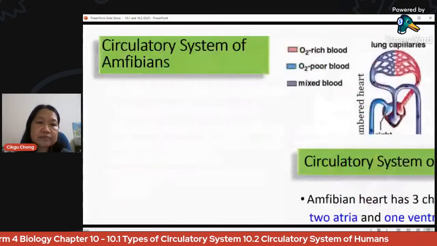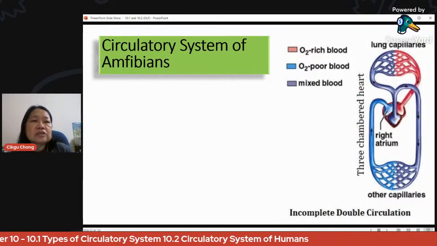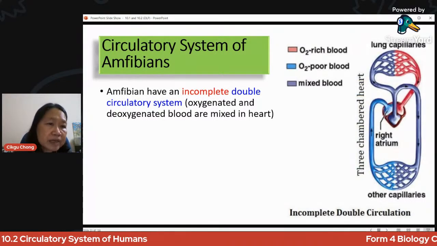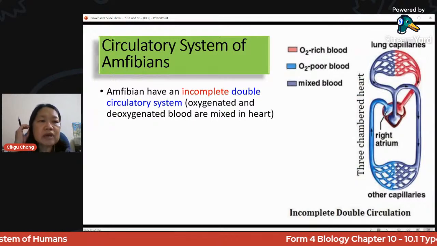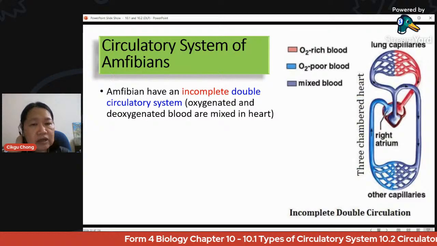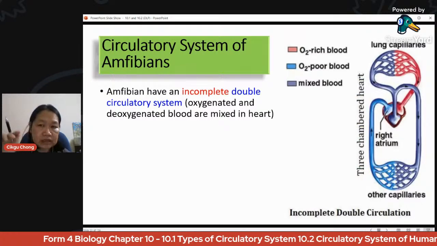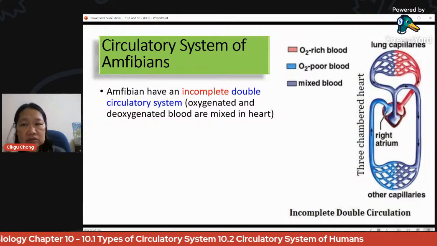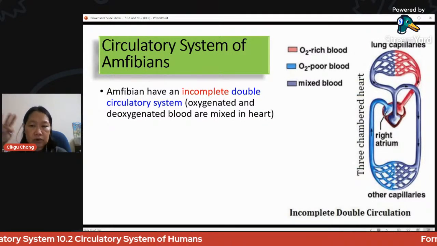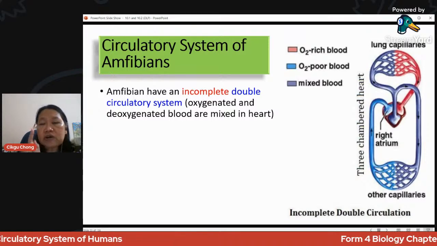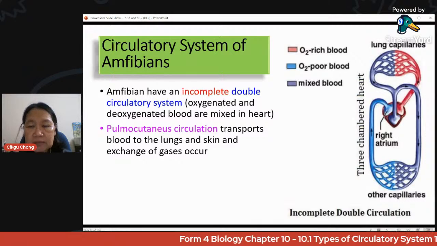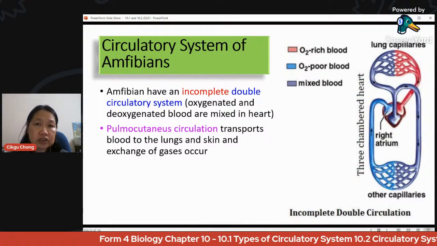Okay, now let's see. So circulatory system of amphibians. Okay, sorry, wrong spelling. It's AMPHI. I did not change from the BM. So amphibians have an incomplete double circulatory system. Just now we said it's double because there are two loops here. You'll find that there is a pulmocutaneous circulation going to the lungs and the skin. The other one goes to the body cells. But it's called incomplete because there's mixing of blood in the ventricle.